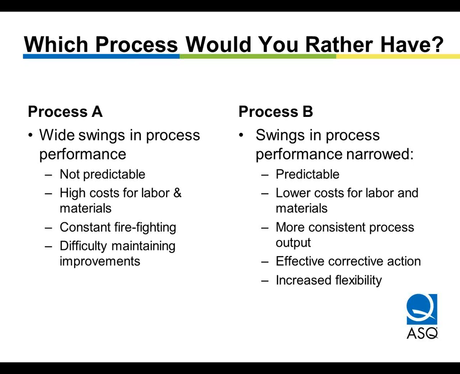Process B, on the other hand, has much narrower swings in performance, so it's more predictable, and that predictability may result in lower costs for labor and materials, more consistent process output, more effective corrective action, and increased flexibility.